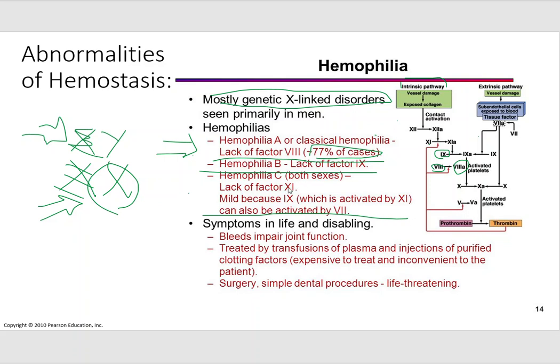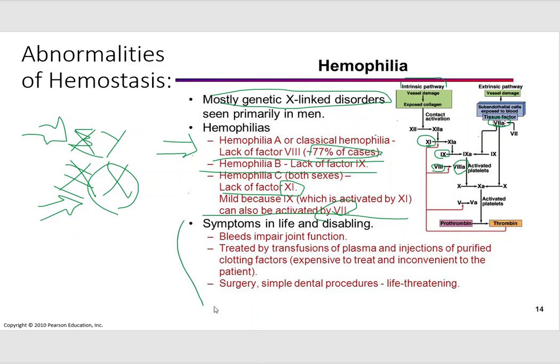Now there's also hemophilia C, which is not going to be on the X chromosome, and this one is going to be factor 11 right up here. With factor 11, it's going to be hard to turn 9 on, but 9 can also be turned on by factor 7, which is way over here. So it's still possible to get it. It's going to be considerably milder.